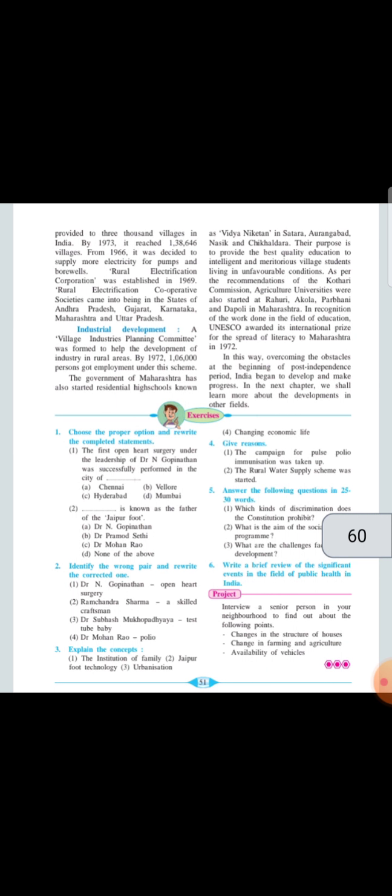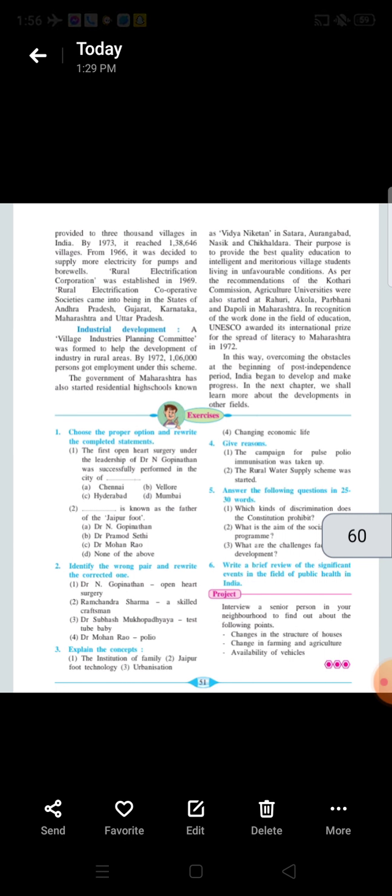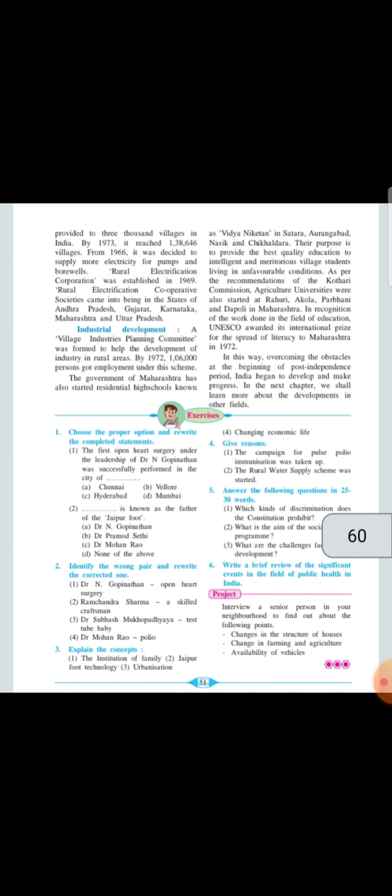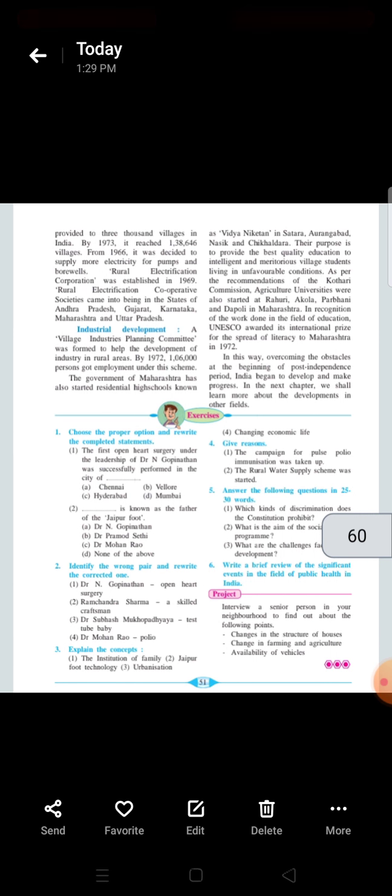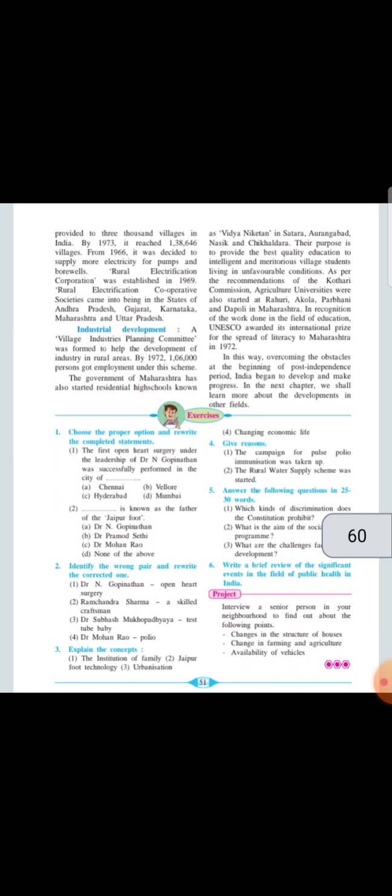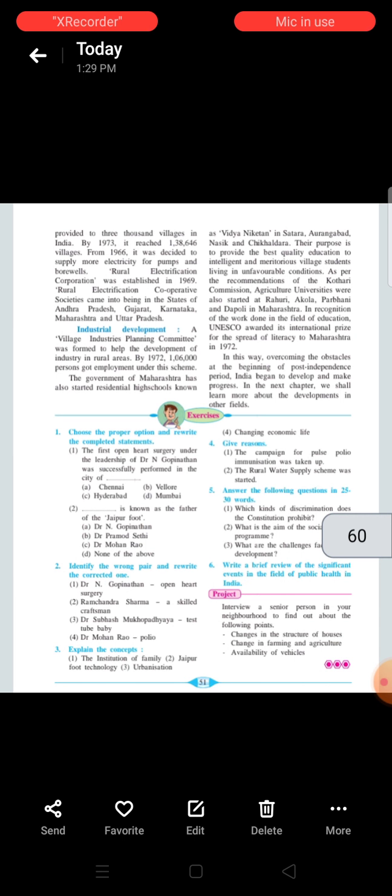Rural Electrification Corporation was established in 1969. Rural electrification cooperative societies came into being in the states of Andhra Pradesh, Gujarat, Karnataka, Maharashtra and Uttar Pradesh. Okay, children, this point we have seen in the reading is all about rural electrification. What is rural electrification?